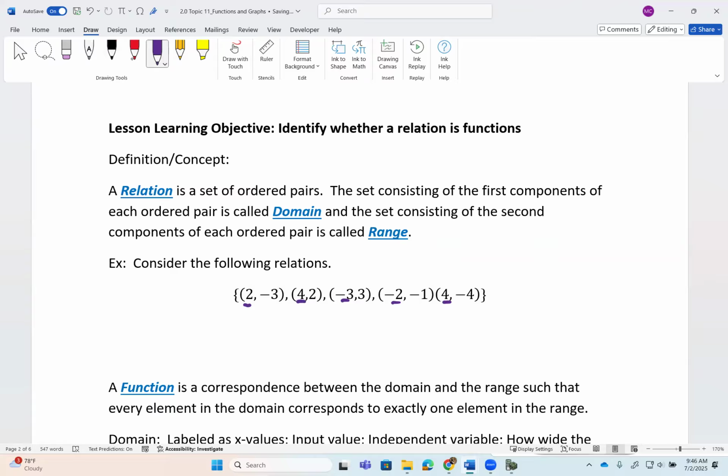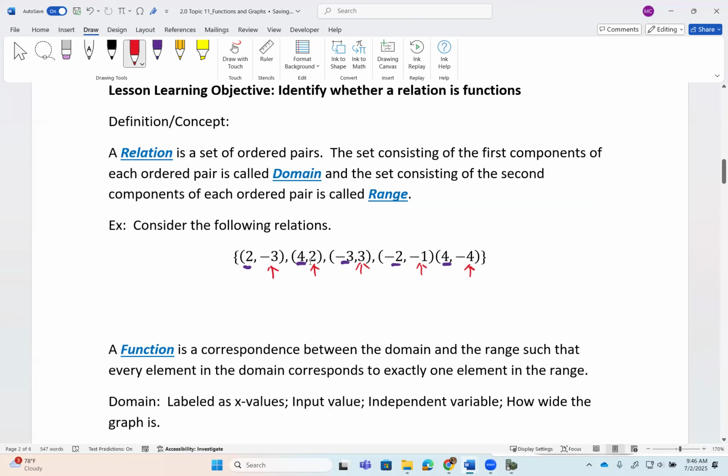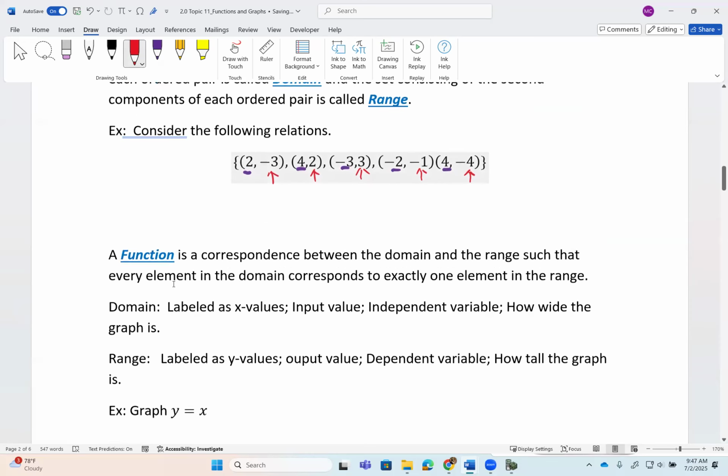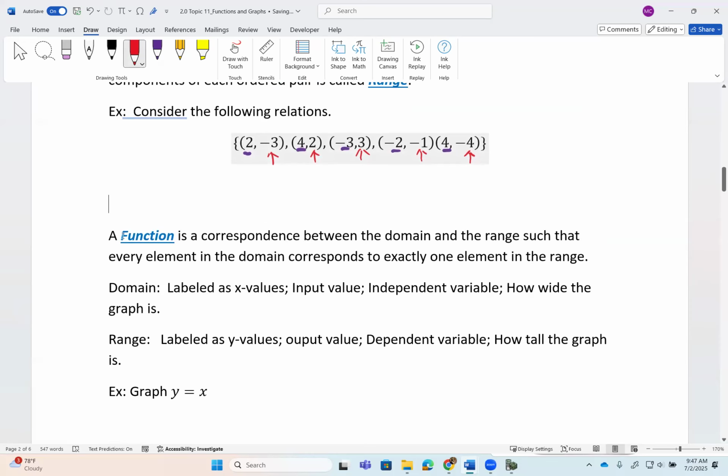And the set consisting of the second components of each ordered pair, the second components are the y values, those are called the range. All right. So what is a relation? It's simply a set of ordered pairs. So here I've got 1, 2, 3, 4, 5 ordered pairs. By definition, a function is a correspondence between the domain and the range such that every element in the domain corresponds to exactly one element in the range.